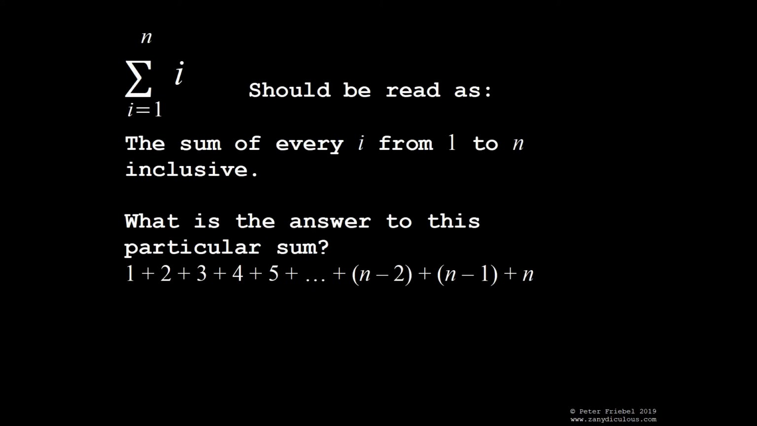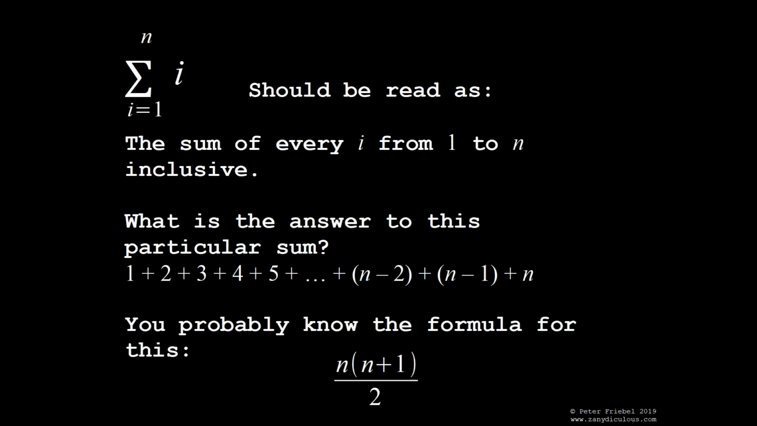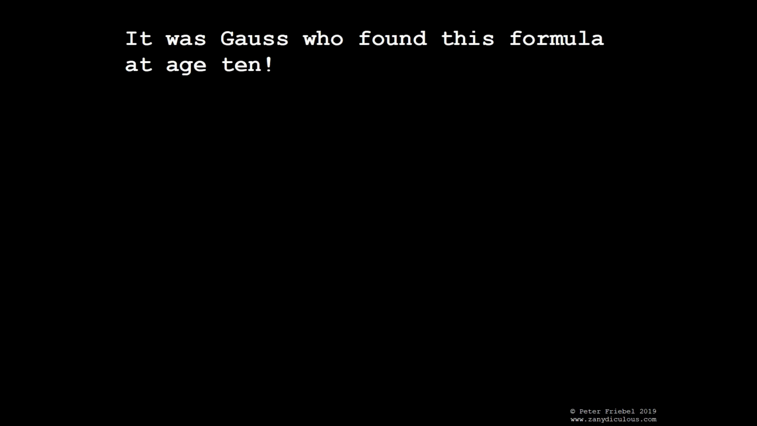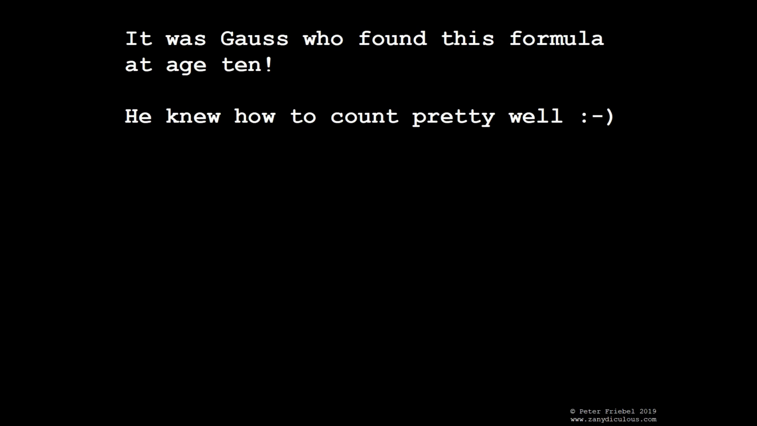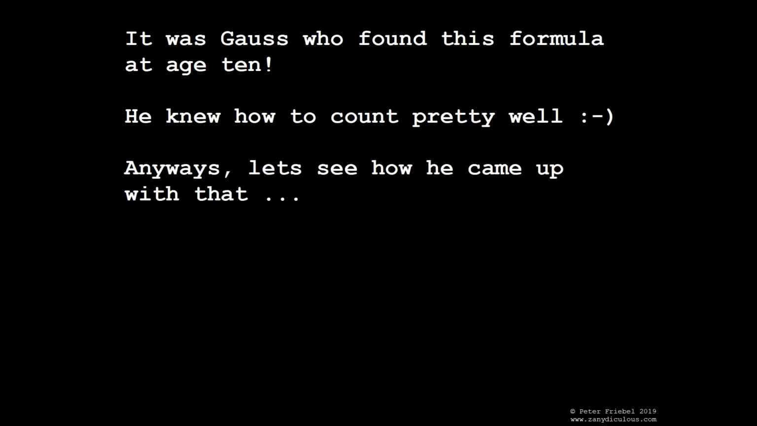What is the answer to this particular sum? Well, you probably know the formula for this: n times n plus 1 divided by 2. It was Gauss who found this formula at the age of 10, which is quite remarkable, really. He knew how to count pretty well, that man. Anyways, let's see how he came up with that.